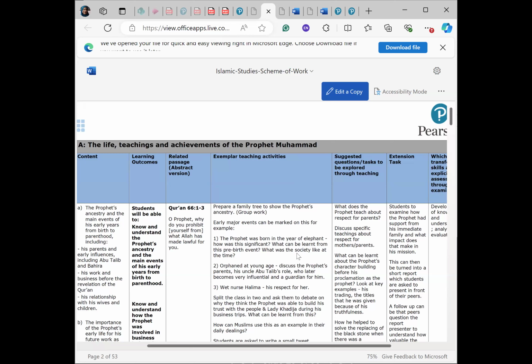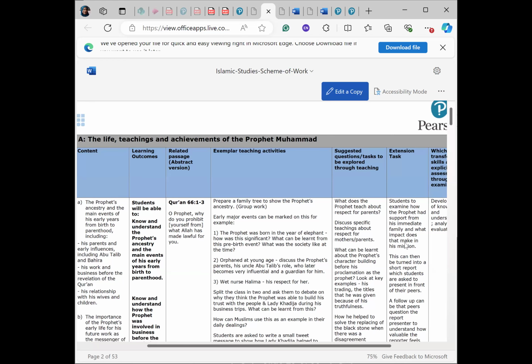What was the society like? Again, discussion, what are the suggested things that could happen? You could discuss specific teachings about respect for mothers and parents, so linking it to society. So again, remember the society before the Prophet's teachings, women did not have a good place there, but when the Prophet brought his teachings through, women had a really good place. So the role of mother was actually highlighted.